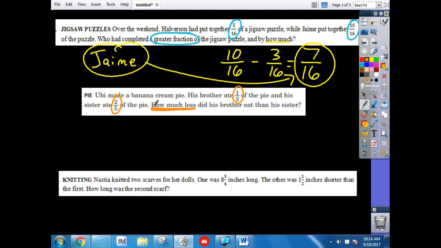So how much less did his brother eat than his sister? His brother ate 1/3, and his sister ate 2/5. It's kind of hard just looking at it, seeing which one would be the bigger one. But I know I'm going to have to find a common denominator, because I am subtracting and I have a denominator of 3 and a denominator of 5.